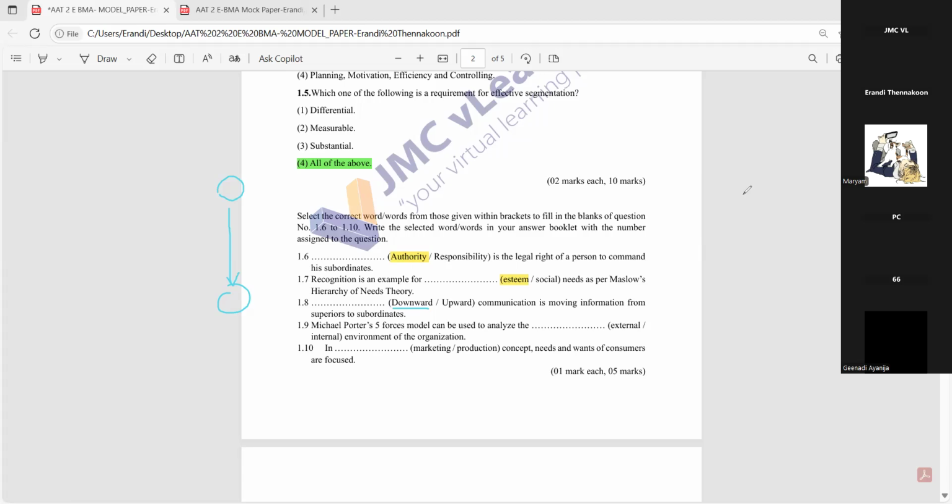So what would be the answer? It should be external environment of the organization, right? So in blank concept, need and want of customers are focused. This is very easy. What is this? It's marketing, right? So we are moving on to the next.